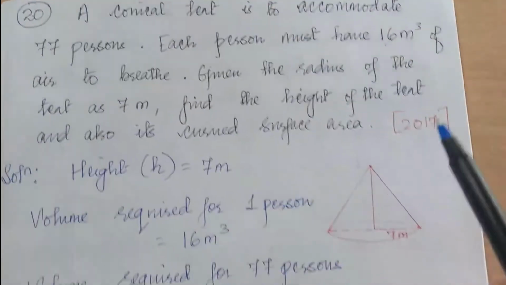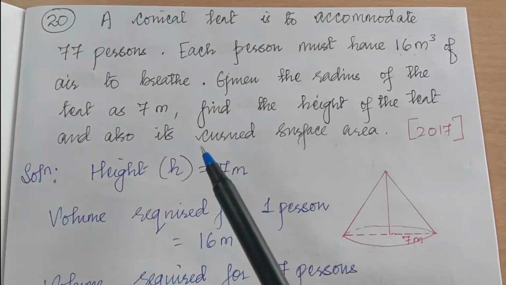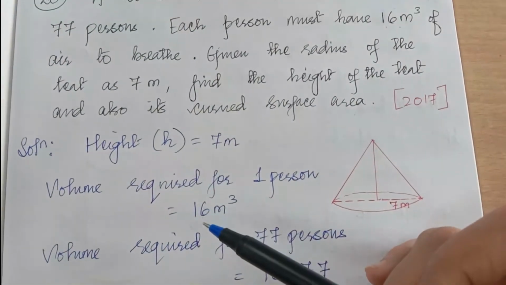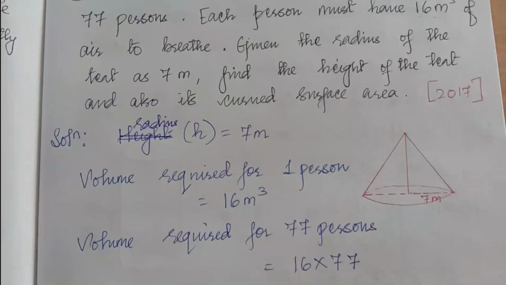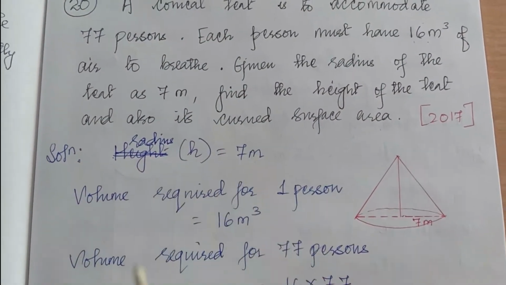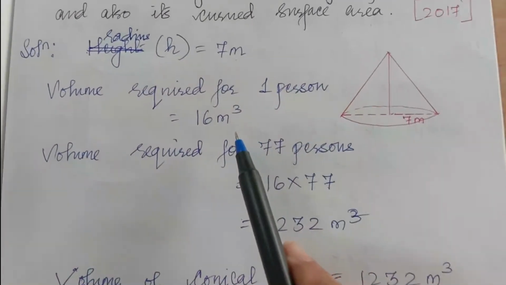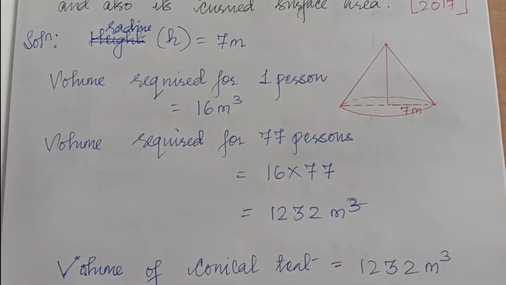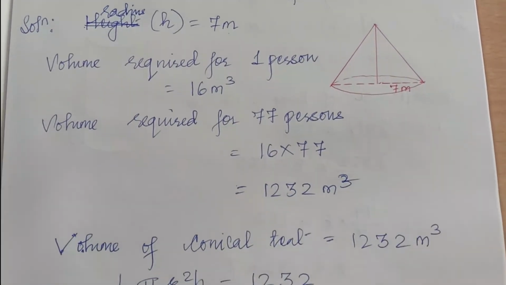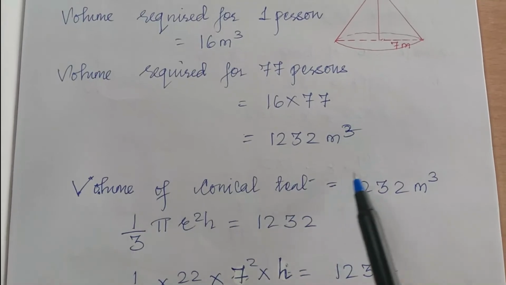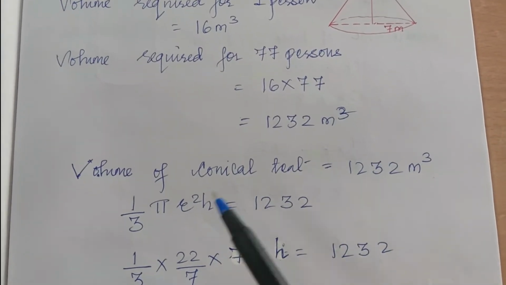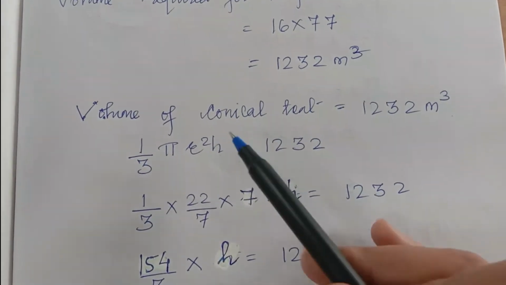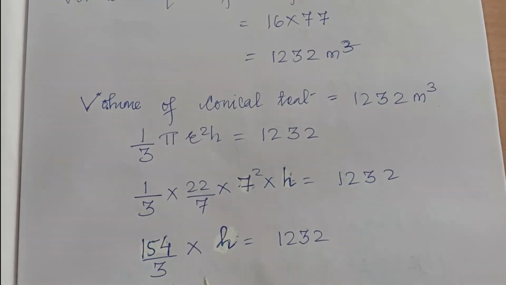The radius of the tent is 7 meter. Here you have to find the height and curved surface area. Radius is 7 meter, not height. The volume required for one person is 16 meter cube, and for 77 persons it is 16 into 77, which is 1232 meter cube. Now the volume is given, and the formula for a cone is 1/3 pi r square h. Now r is 7 square into h.